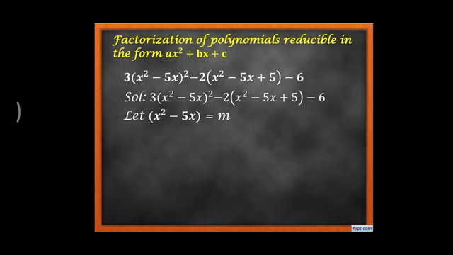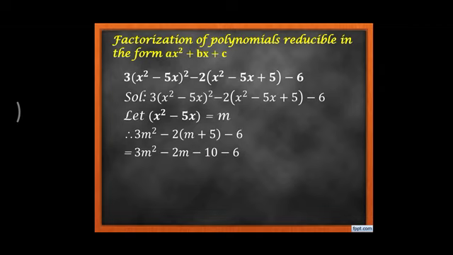So what would we do? We will take x square minus 5x as m. You can take any other alphabet apart from x. Okay, wherever x square minus 5x is there, we will put m. So we have 3m square, that is in place of x square minus 5x we have put m, minus 2, in the bracket it was x square minus 5x plus 5. So in place of x square minus 5x we have put m. So we have 2 in the bracket m plus 5 minus 6.